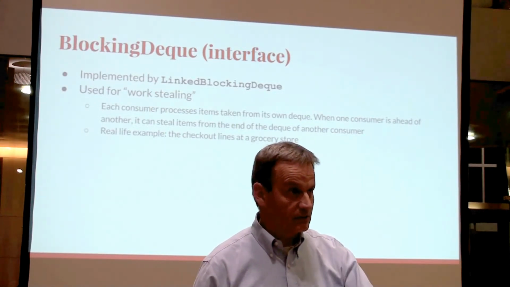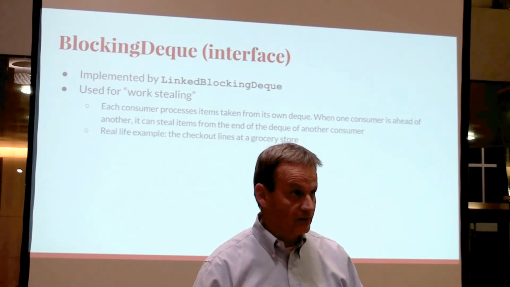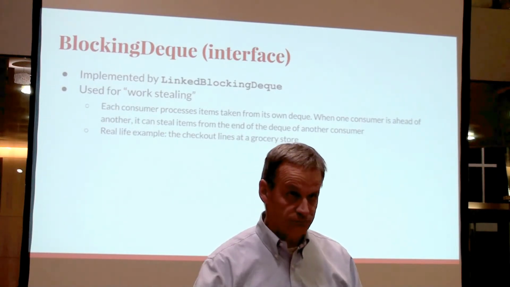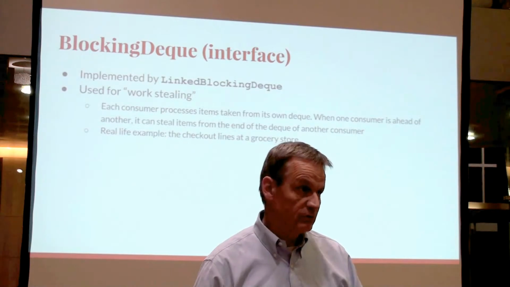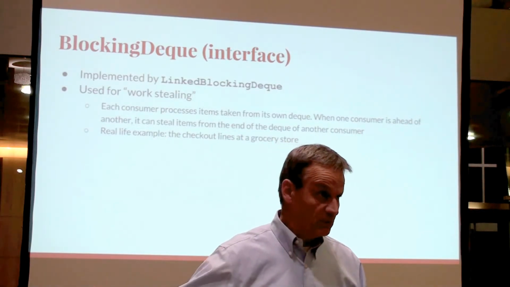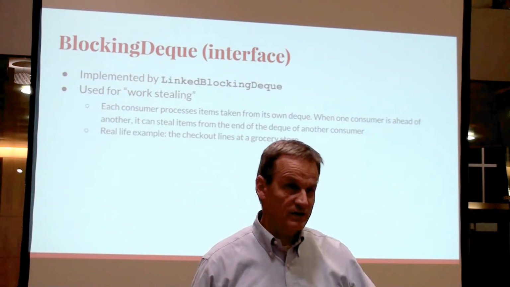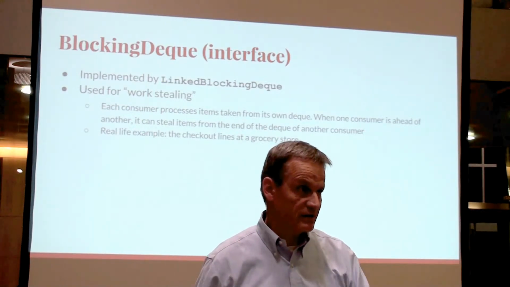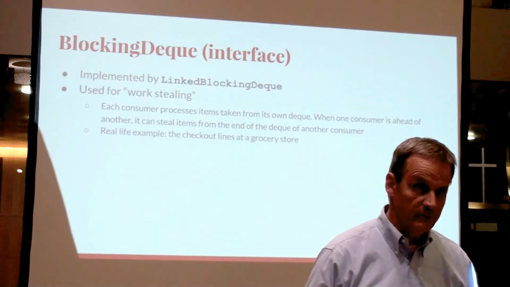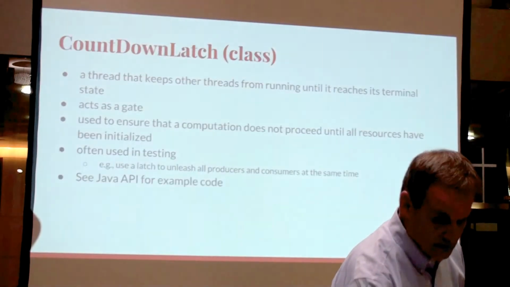The cashier is the worker thread, and it's taking care of all the customers. So what do you do? You put people at the end of the queue, they move to another queue. And the other cashier is now stealing work from the first cashier. So that's kind of work stealing, and work deques are used for that.